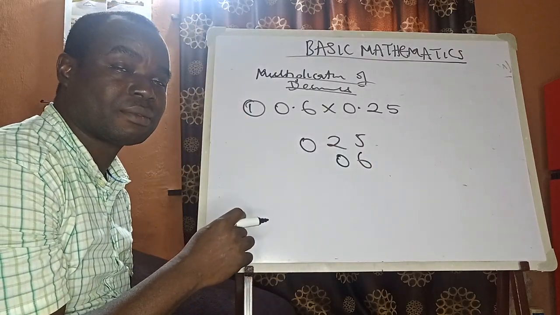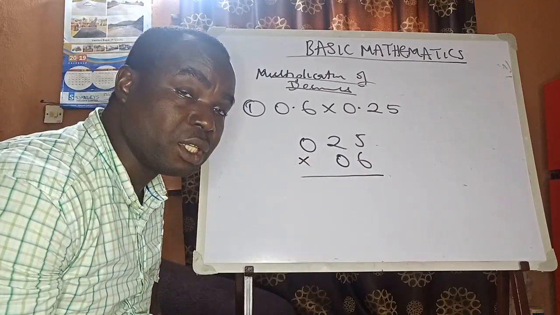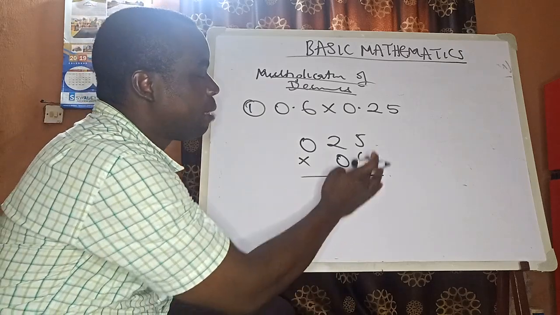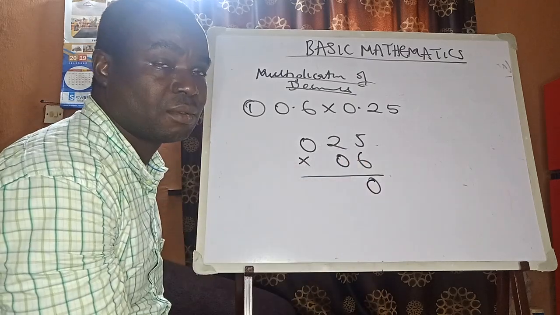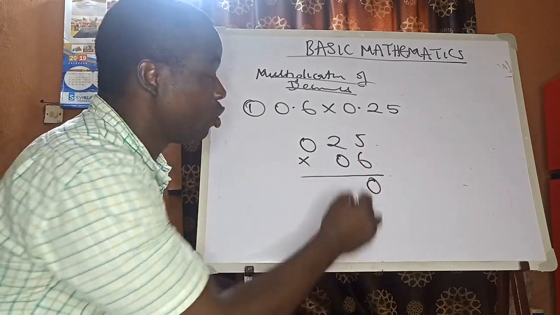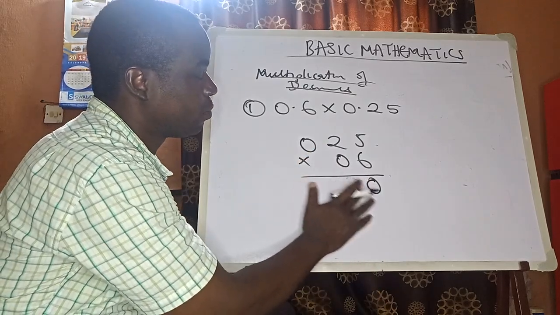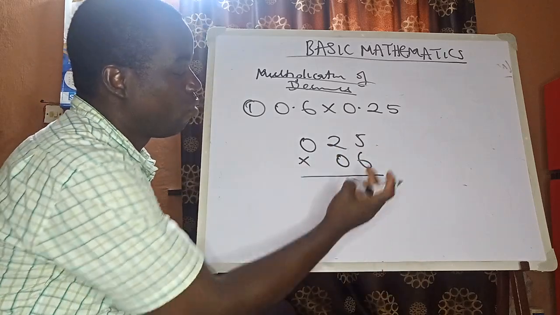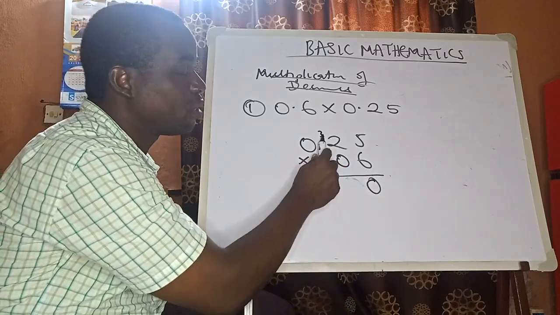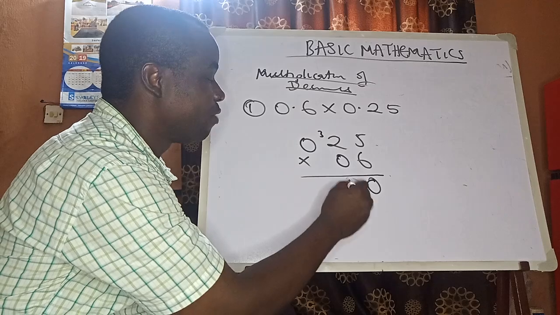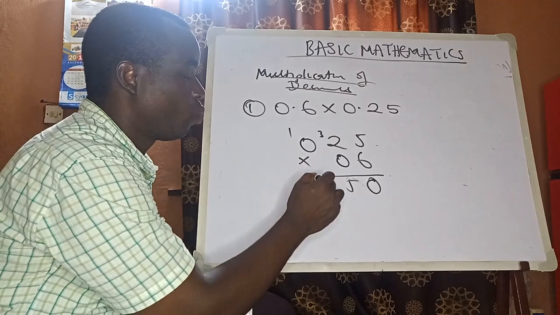Let us multiply it normally. So you don't use decimal points to multiply. Now 6 times 5 is 30. You write 0 carry 3. Sorry, there's an error here. 6 times 5 is 30. You have 0 carry 3. 6 times 2 is 12 plus 3, 15. You write 5 carry 1. 6 times 0 is 0 plus 1, 1.